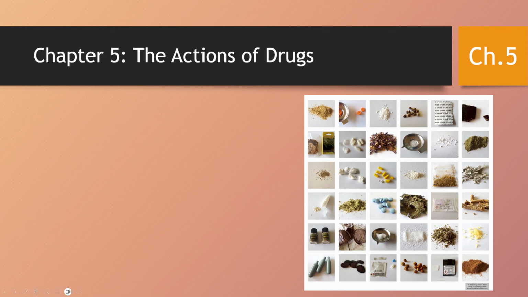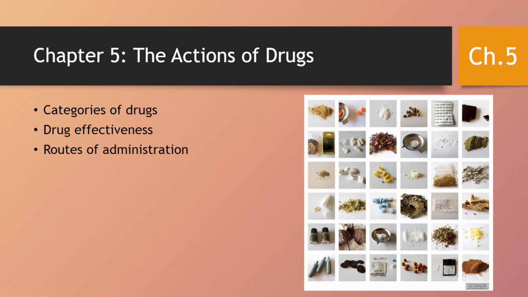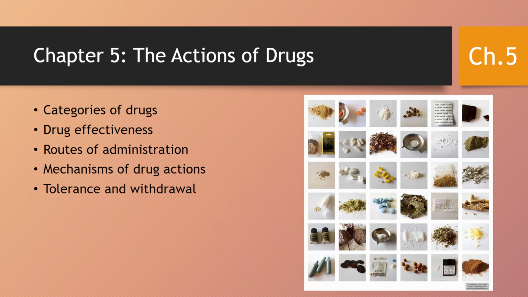All right, so chapter 5 is the actions of drugs. So here we're going to talk about some different categories of drugs, just in general. We're going to talk about some drug effectiveness, right? So how effective these drugs can be in different situations. Some different routes of administration, how we can actually get those drugs into our body. And then some different mechanisms of drug actions as well. We'll also end here with some different factors of tolerance and withdrawal on drug use.